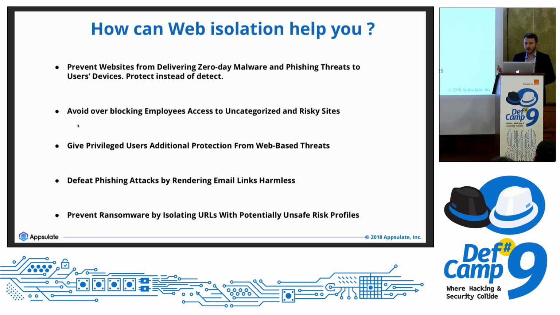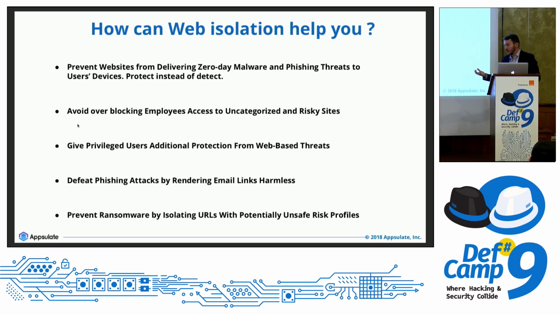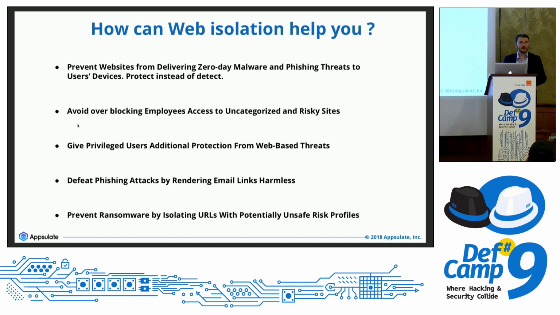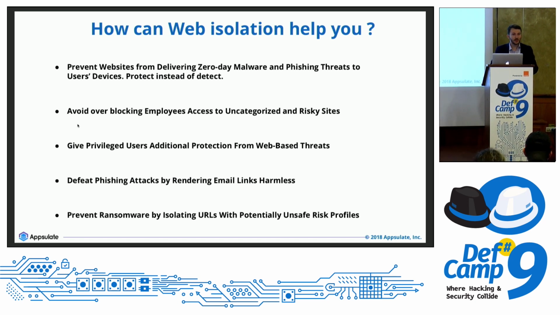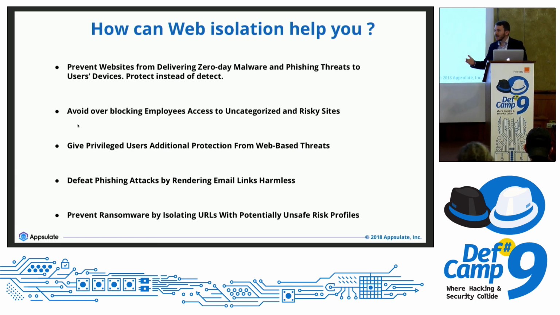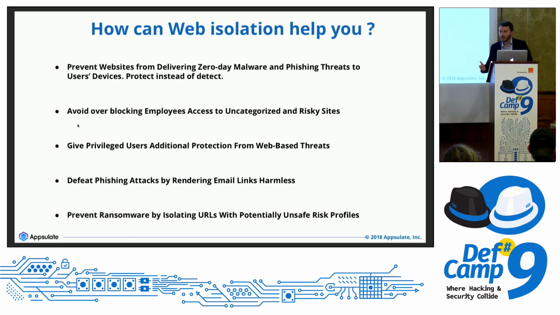Also, one of the use cases is blocking certain uncategorized sites in enterprises. Companies nowadays usually use secure web gateway proxies or intelligent proxies that block uncategorized sites because they detect they are risky sites or they may contain malware.